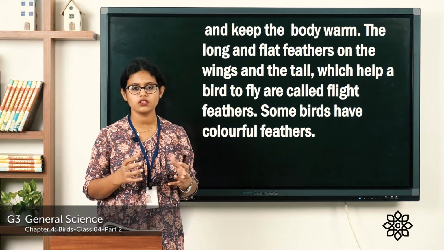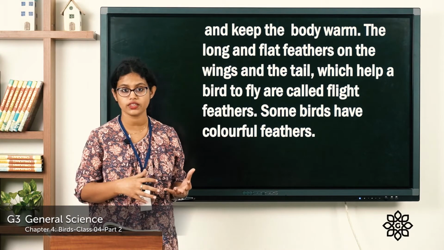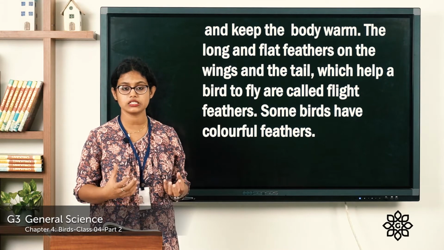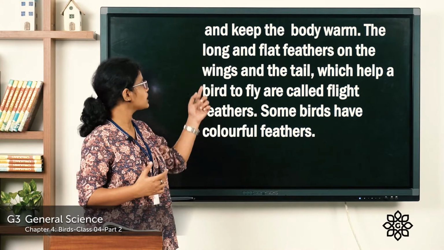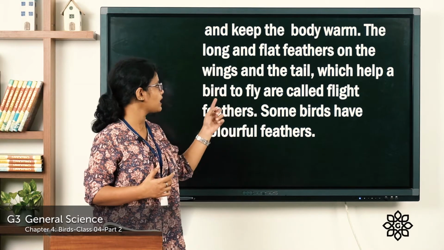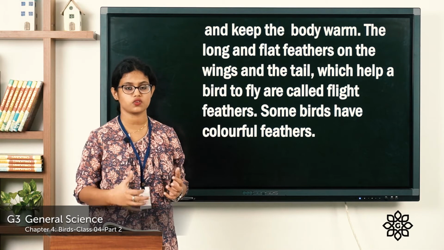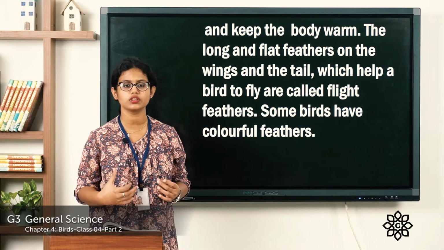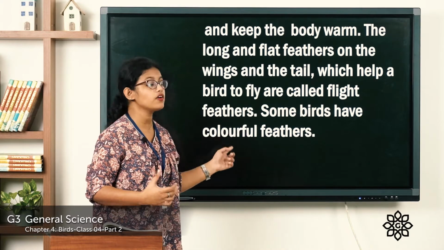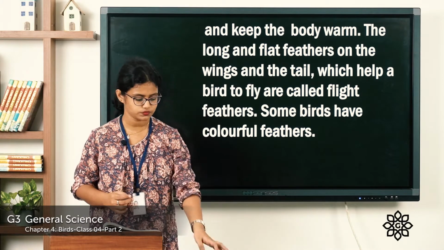So which feather covers the body of the bird? That is the body feather. And which feather keeps the body of the bird warm? That is the down feather. And the long and flat feathers on the wings and the tail which helps a bird to fly, that is called the flight feathers. So flight feathers are present on the wings and tail of a bird. And some birds have colorful feathers. So that is the answer for this question.